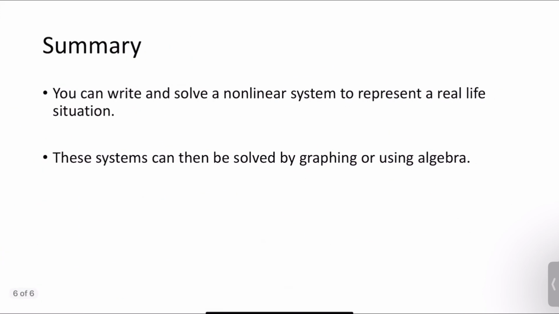So you can write and solve a nonlinear system to represent a real-life situation. These systems can then be solved by graphing or using algebra.